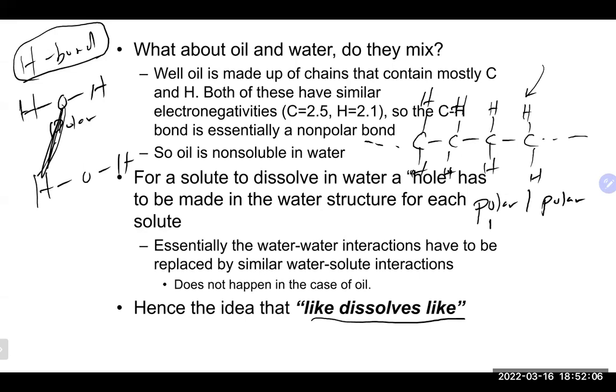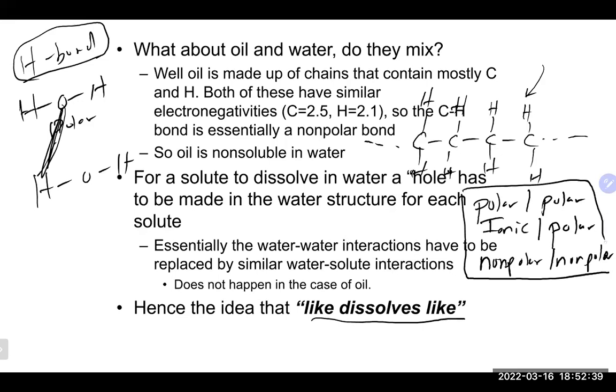If you take something ionic, like the salt we've been talking about, and something polar, like water, they also interact well with each other, again through positive-negative attraction. If you take something nonpolar and something nonpolar, those will also interact well with each other. So this is what we mean by like dissolves like. All these things would be soluble with one another.